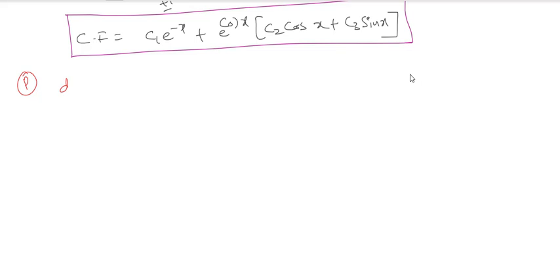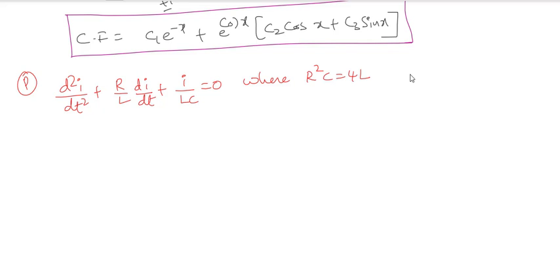Next, d square I by dt square plus r by l into di by dt plus I by lc is equal to 0, where r square c is equal to 4l.